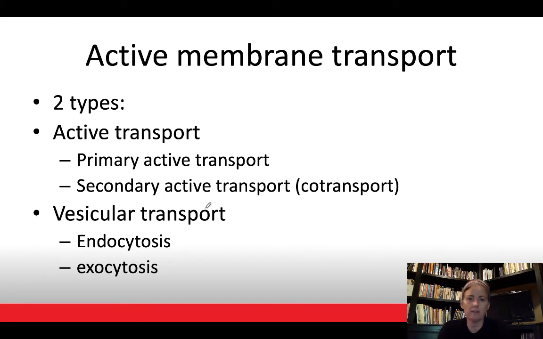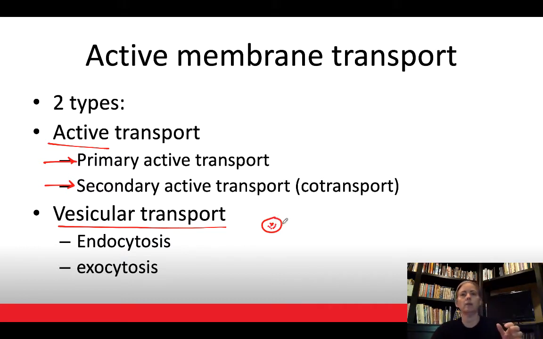So there's two types of active transport. One of them, we've got active transport, which is going to be divided into primary active transport and then secondary active transport. And then we have what's called vesicular transport. And vesicles are actually just like little packages that contain substances that we either want to bring into the cell, and in that case that would be endocytosis, or sometimes we want to eject those vesicles from the cell, like it's something that we want to get rid of or we want to secrete, like a hormone or a neurotransmitter, and we call that exocytosis, so it's exiting the cell.